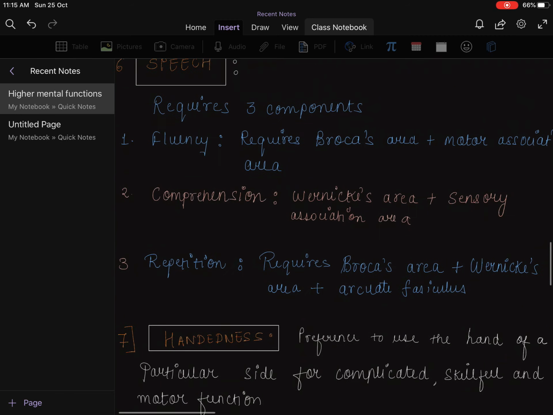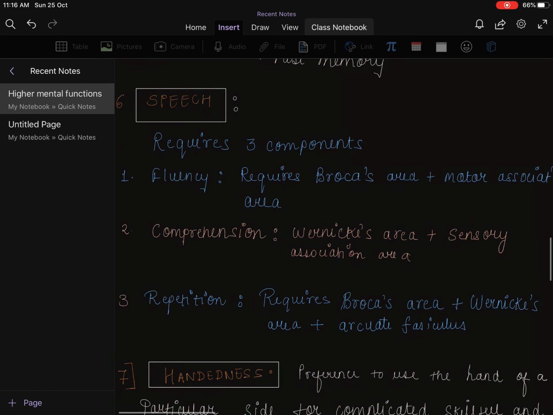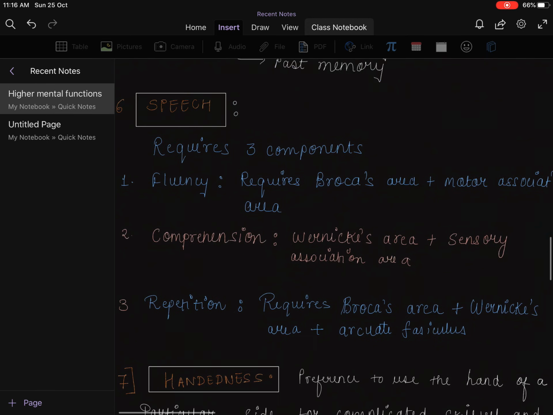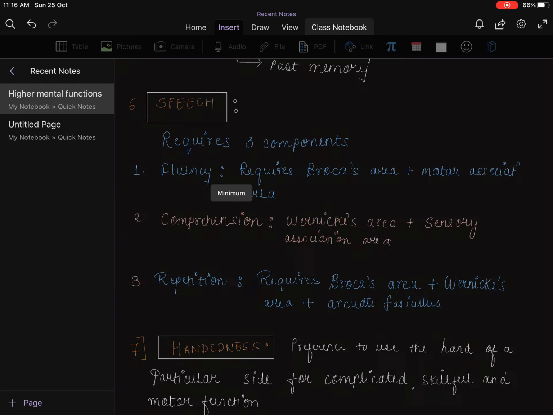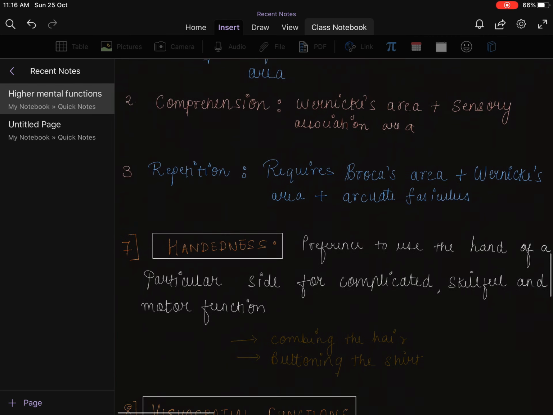Now remember one thing: speech has 7 aphasia types, which are normally asked. So you need to know all 7 of them, but the least you can do is know 3 of them. That is global aphasia, sensory aphasia, and motor aphasia. So speech, I will be making one more blog about it, and I will add it to the description box whenever it is ready.